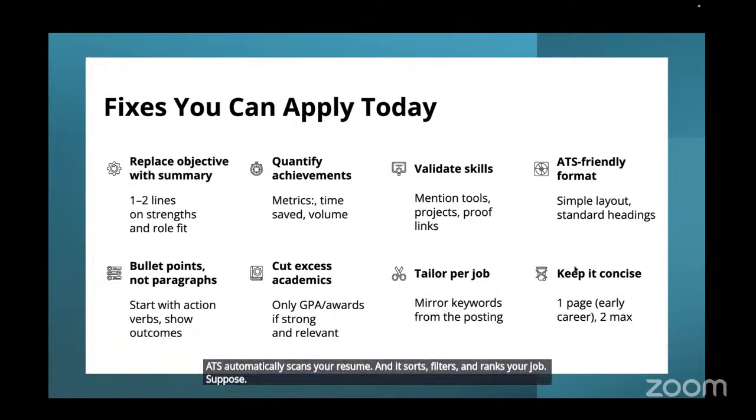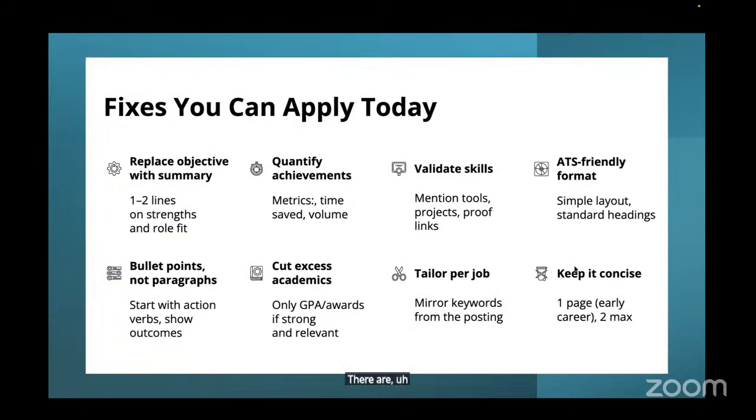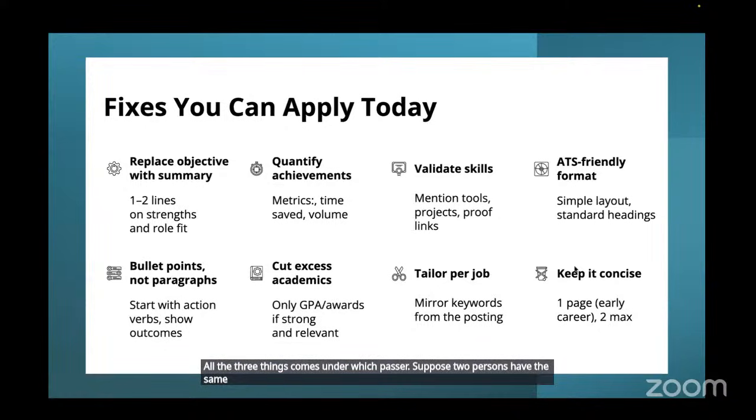Suppose in a job role, 10 students have applied. Along with that, we will check for ATS. In ATS, we will check one thing. We want Python, we want C++, we want Java. All the three things come under which person? Suppose two persons have the same thing. Now we will check for other things.